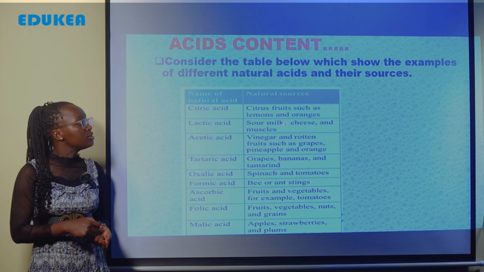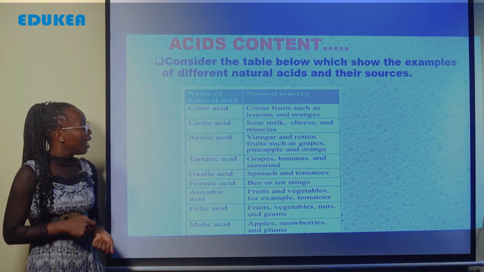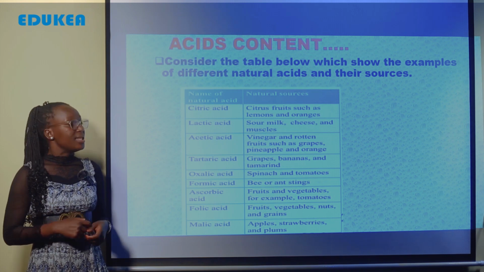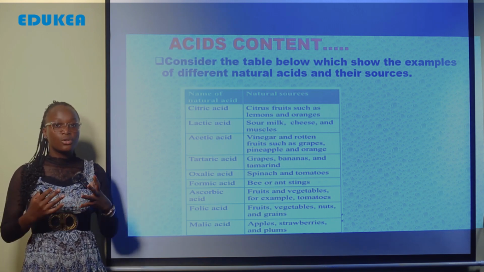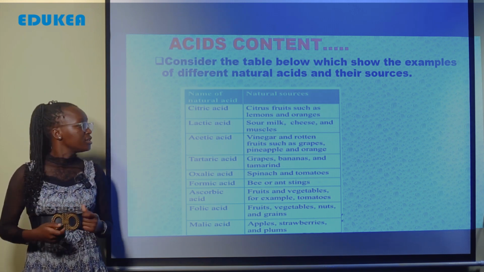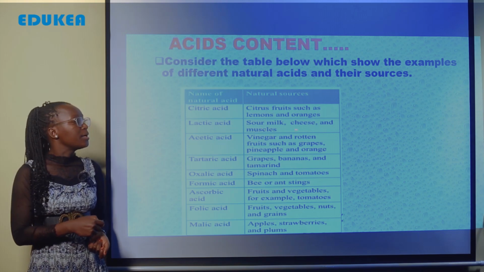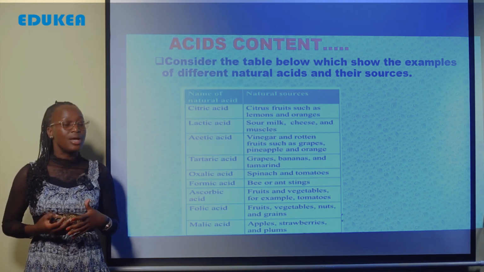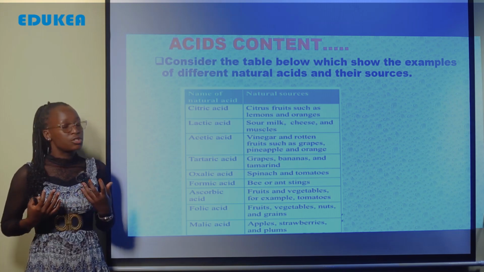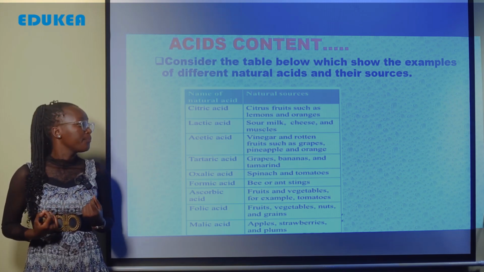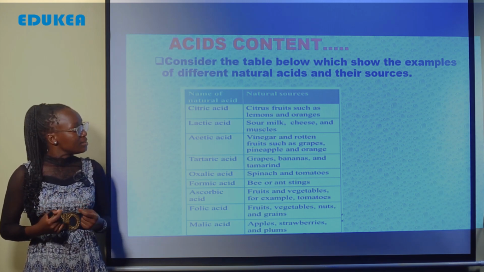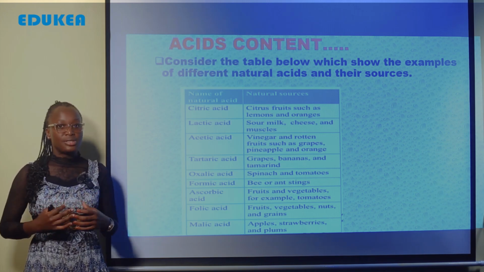Another natural acid is lactic acid. The lactic acid, this is a natural acid where its source is sour milk, cheese and muscles. Kwamba hizi lactic acid zinapatikana kwenye sour milk, kwenye maziwa yaliyoganda yale, maziwa mtindi. Vile vile kwenye cheese, vile vile kwenye muscles, kwenye misuli kuna lactic acid.